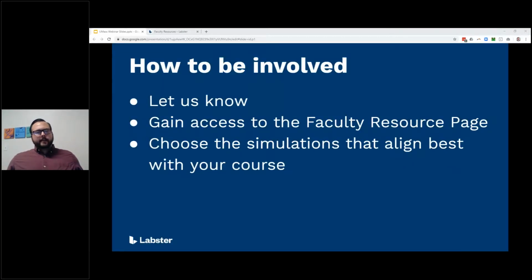So finally, how to be involved. It's actually pretty easy because we've already partnered with UMass Amherst. Just let us know. You'll see my contact information at the end. You'll be hearing from me. And we're also working with some of your colleagues who I'm sure have reached out to you as well.